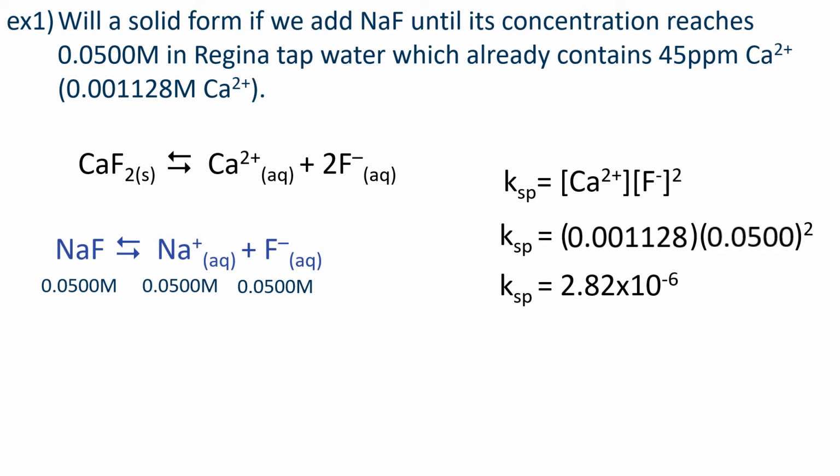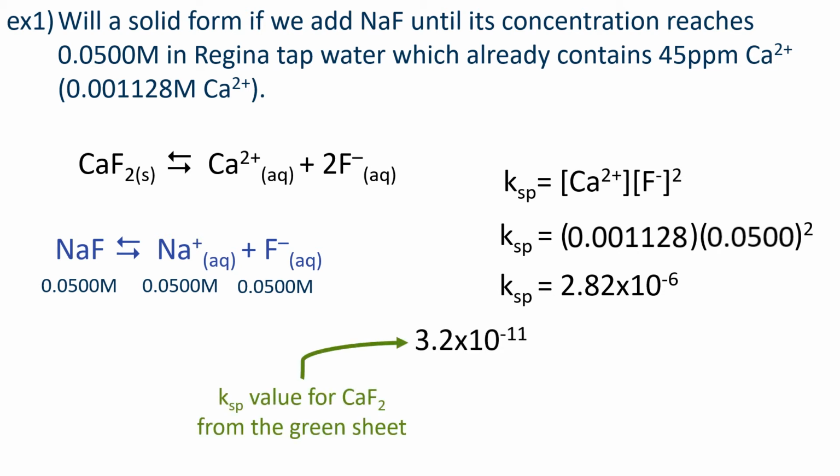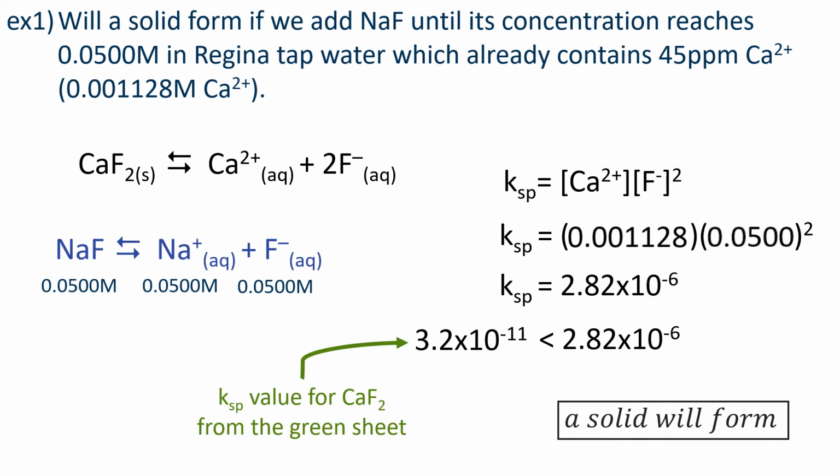Now I'm going to take out my green sheet and look up calcium fluoride. On the green sheet, it says that the KSP value, the maximum dissolvable amount for calcium fluoride, is 3.2 times 10 to the negative 11, which is much smaller than 2.82 times 10 to the negative 6. So with these concentrations, we have exceeded the maximum dissolvable amount for calcium fluoride. And if we've exceeded that number on the green sheet, then that means a solid will form in this situation.